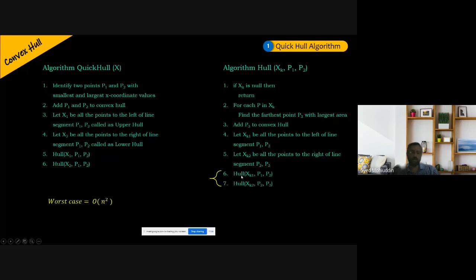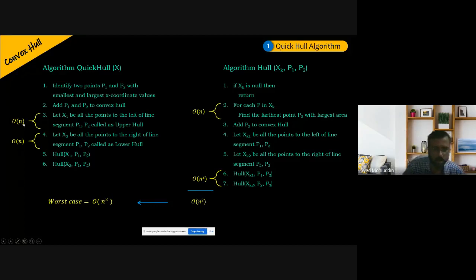Now, if you look at these two things, dividing the points into left and right takes n time. So creating the upper and lower hull takes n time. Then when hull is called recursively, for each point in the upper hull, again we try to find the farthest point, the largest area. That also takes n time.